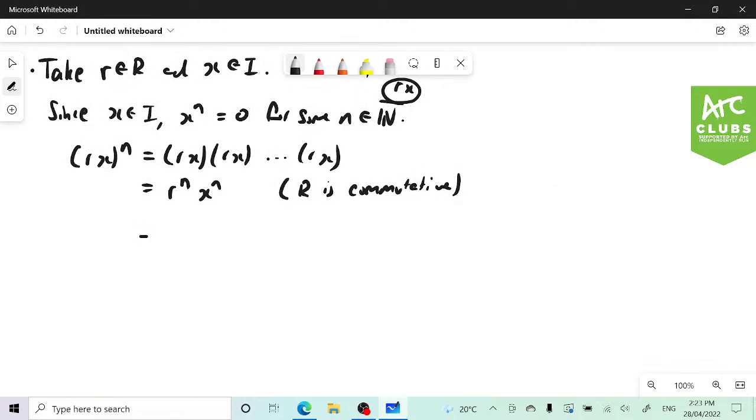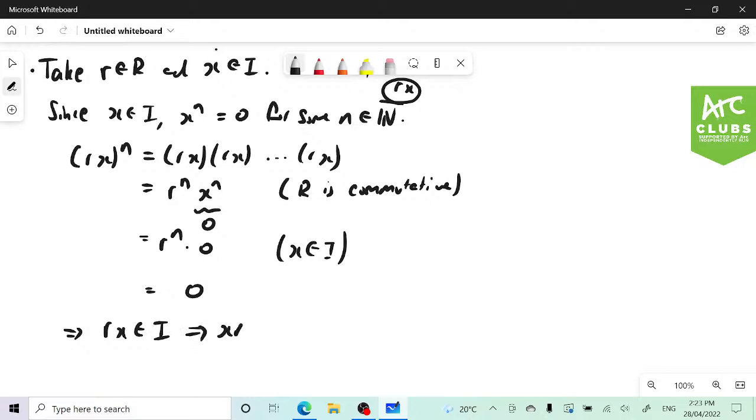Once we have that, it's easy to see that this just goes to 0. We have r to the n times 0, because x belongs in I. And so this, as a result, is 0, which implies that rx must belong in I, and that also implies that xr belongs in I, and that proves that I is an ideal in R.